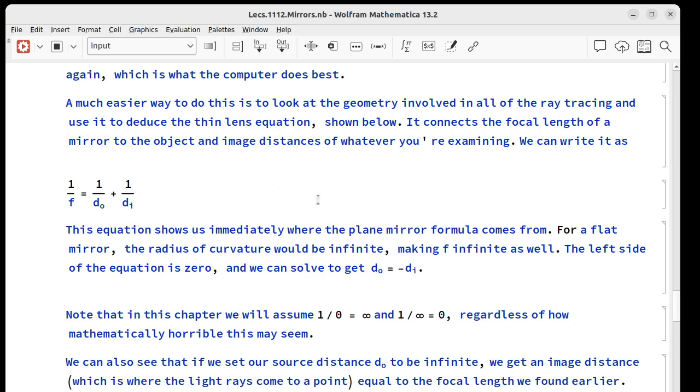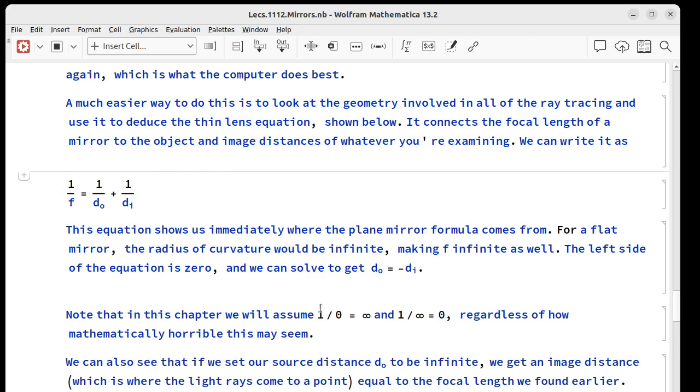Right away, we figure out where the plane mirror formula comes from. If we have a flat mirror, like in your bathroom, the radius of curvature would be infinite, since there's no curvature. So f would be infinite. That means we would get 1 over infinity. We're going to call that 0. We're going to say 1 over 0 is infinity, 1 over infinity is 0, and that would be horrible to a mathematician, but it works well enough for us.